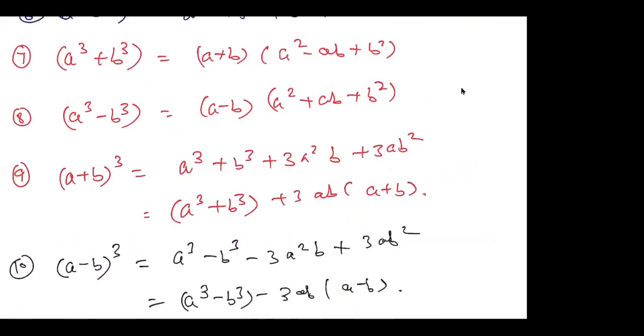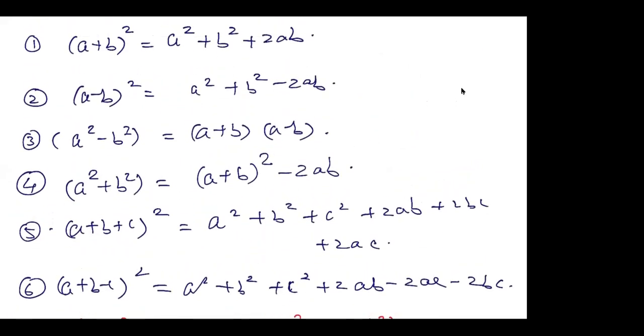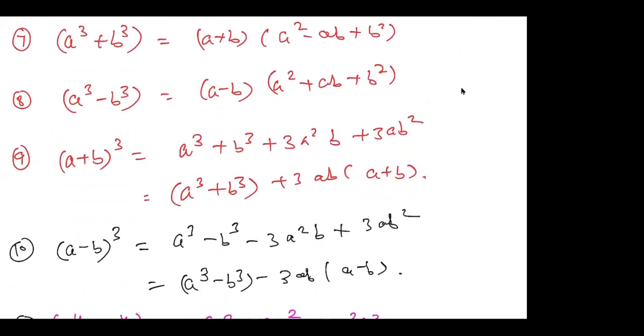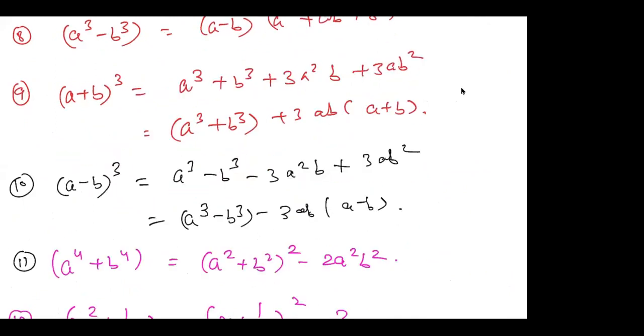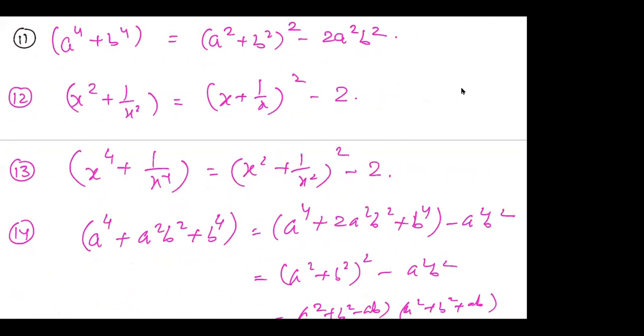Right? This is the first lot up to 6. Then 7 to 10. Then 11 to half of the 14th.